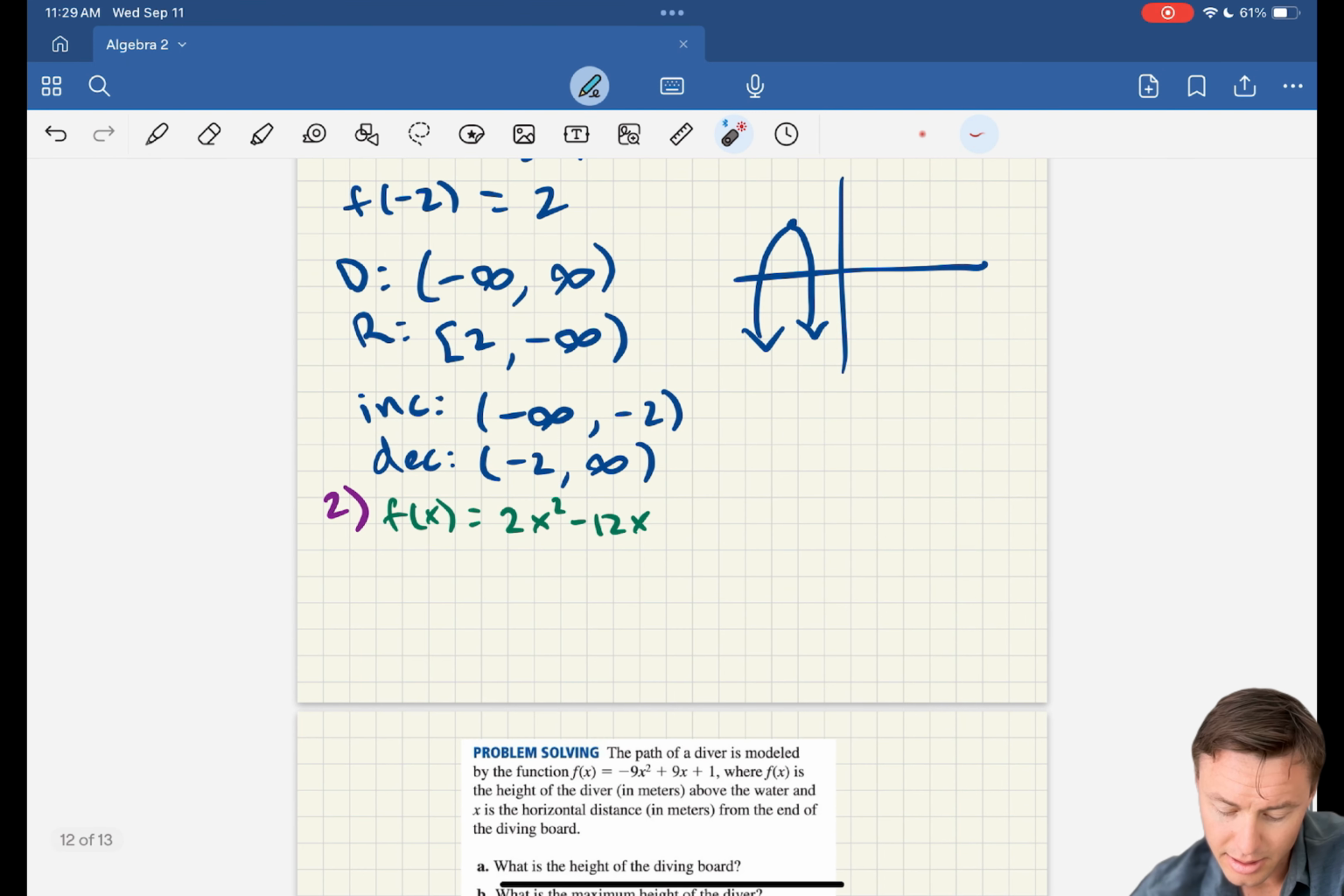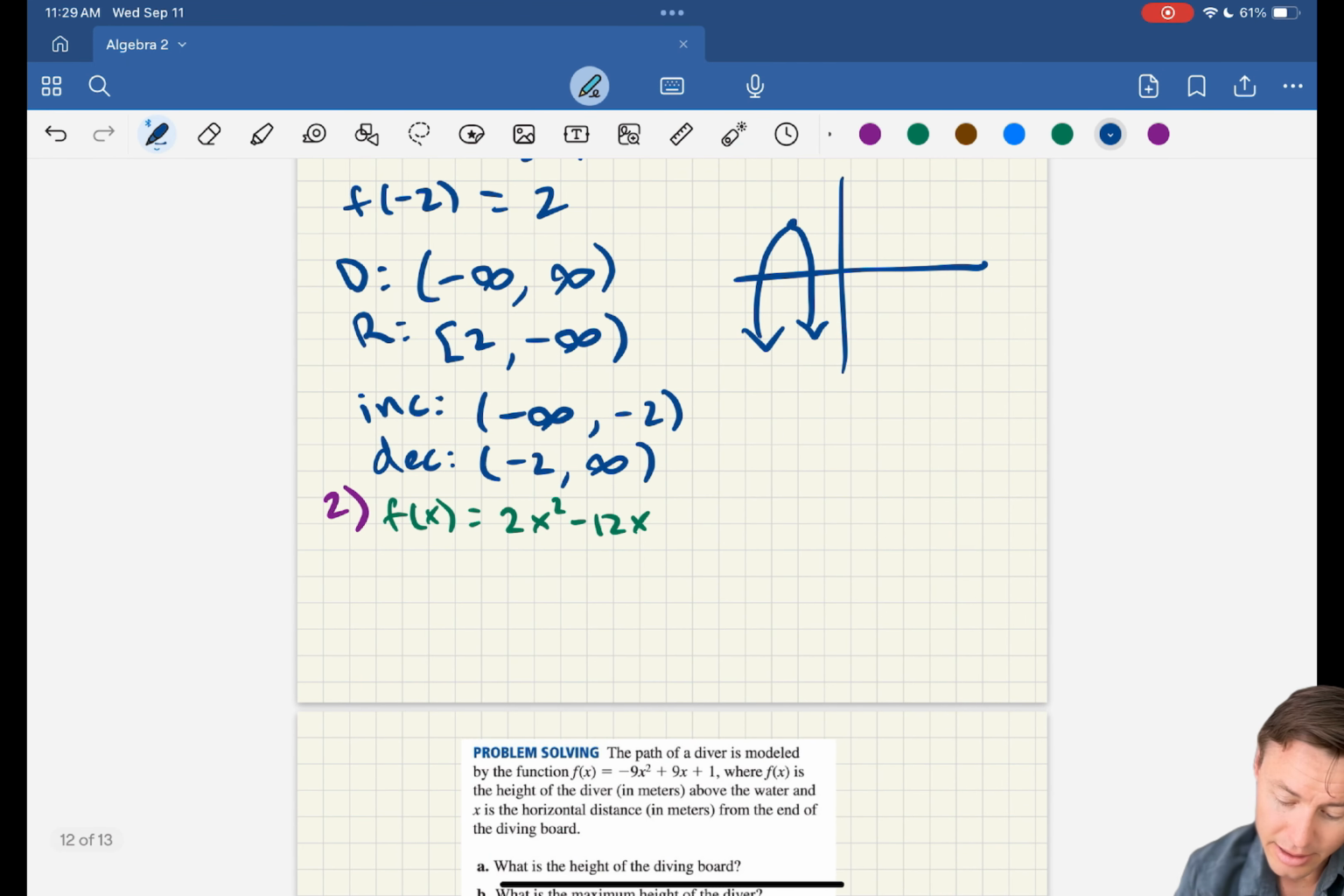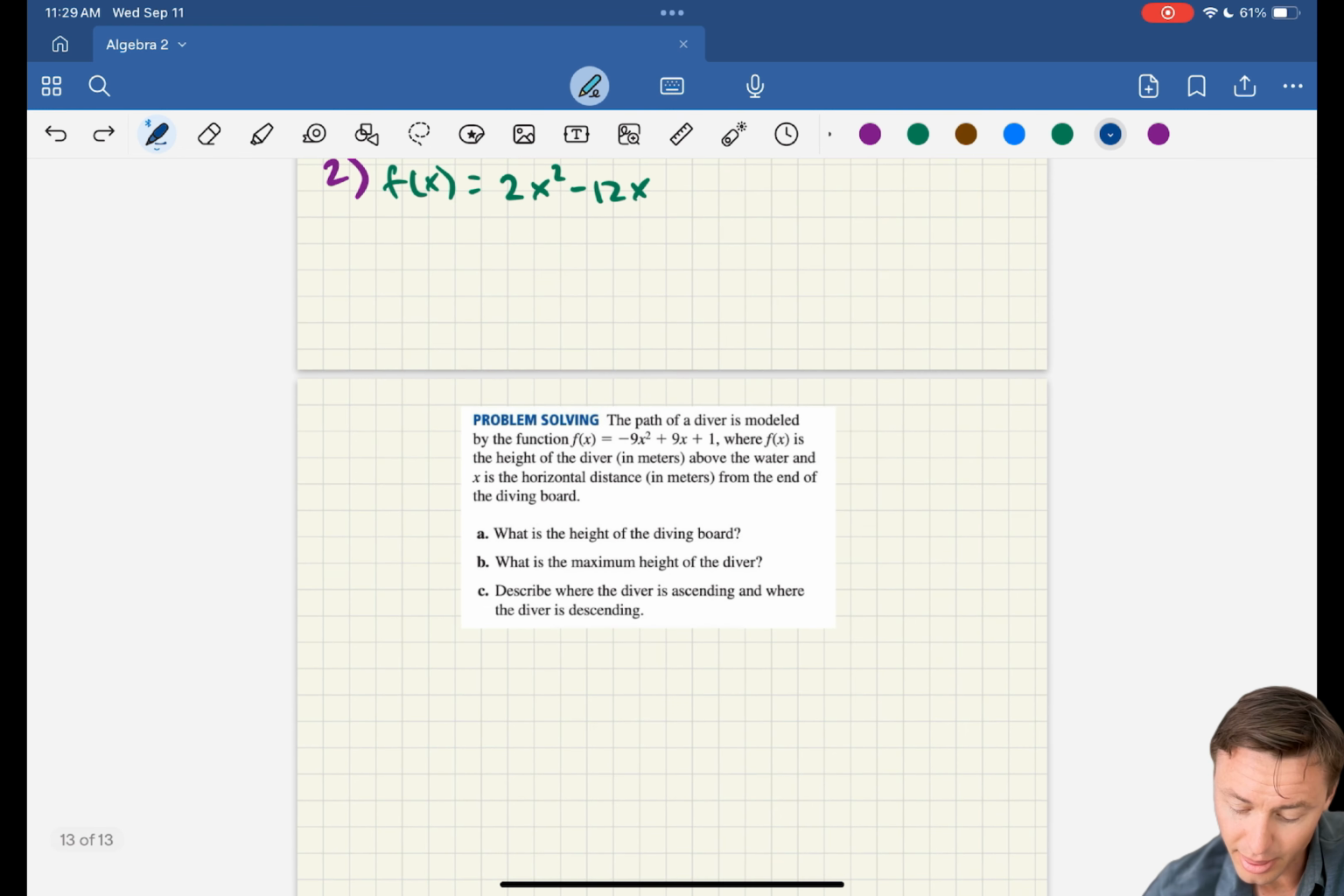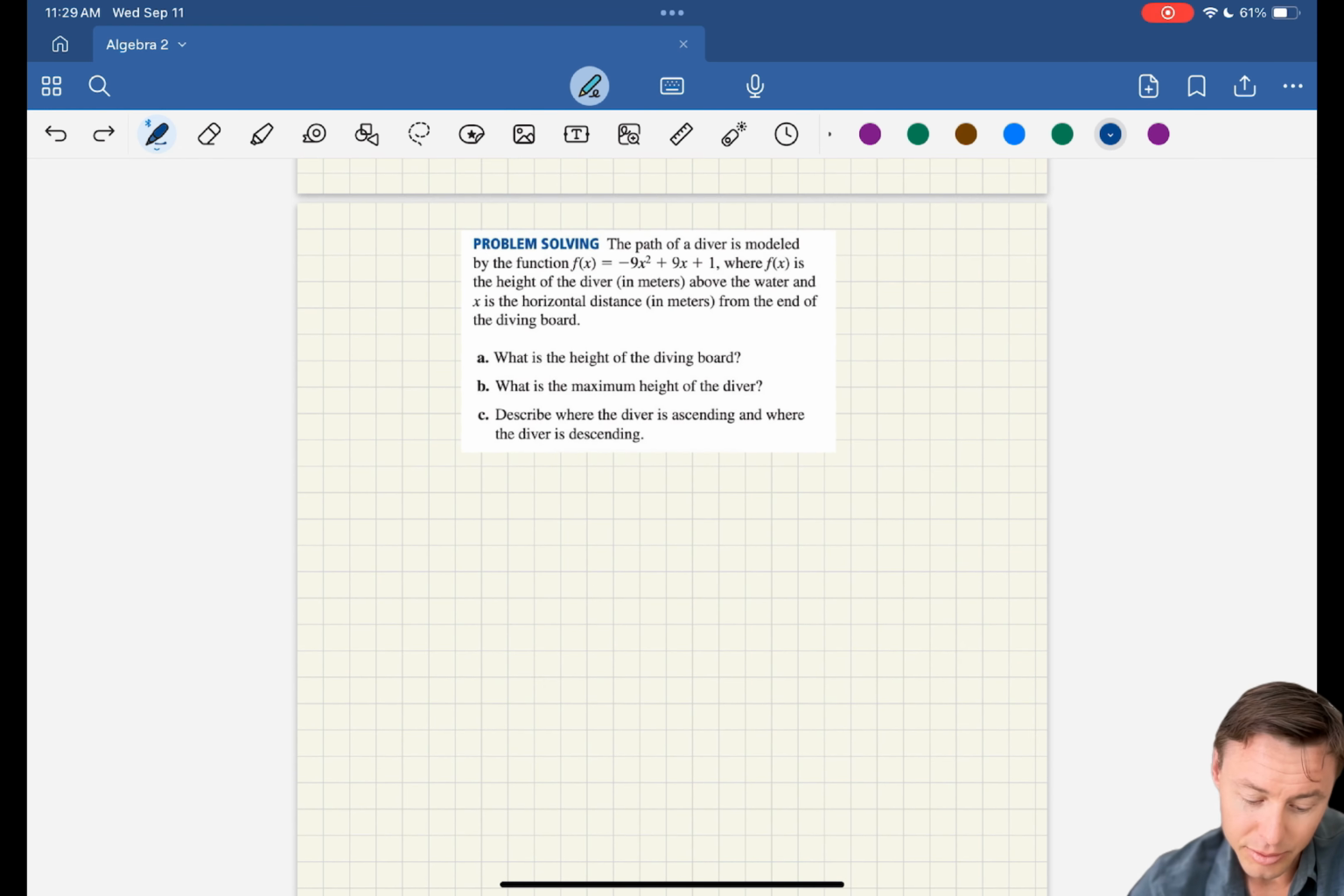All right, great. So on your own, go ahead and try this second one, 2x squared minus 12x. Hopefully it makes sense. And let's take a look at this example here.